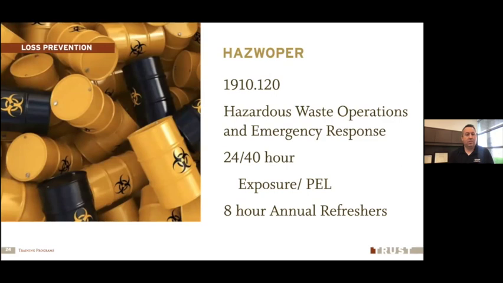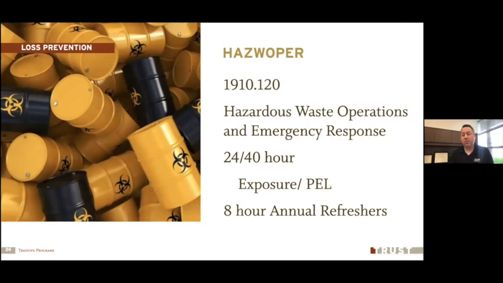And to determine which one of those you're going to train on and what's required, it's based on the anticipated exposure of the employee and how long they're exposed to that for. So that's your PEL there, which stands for permissible exposure limit. And that's what you want to verify. How often are they going to be working? What's the exposure? And that will determine if it's a 24 or a 40-hour training.